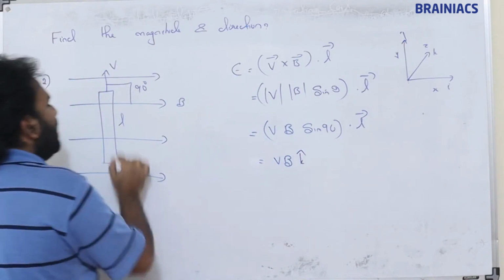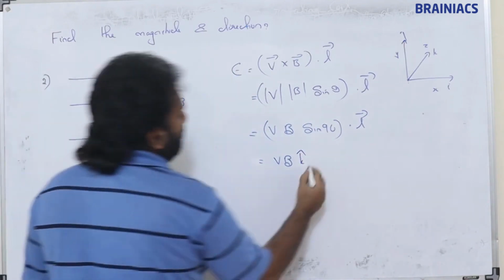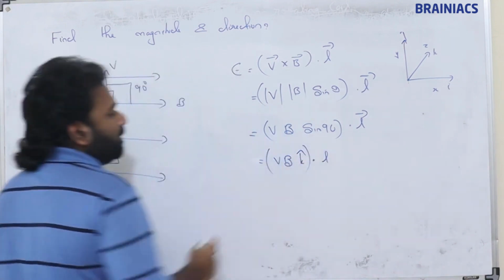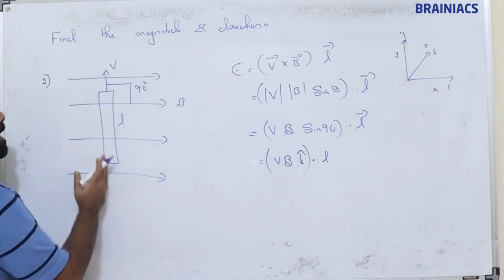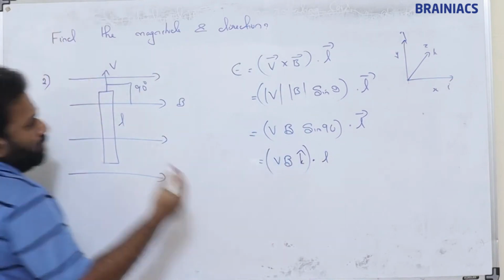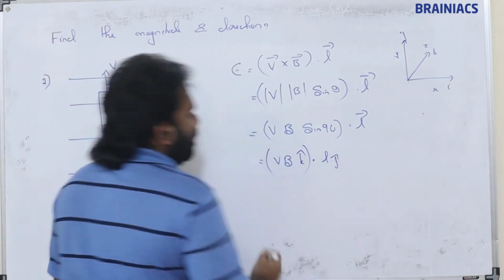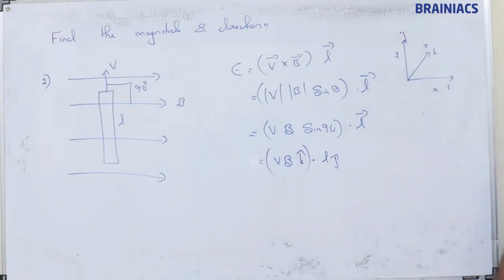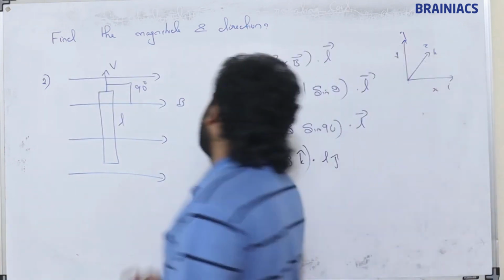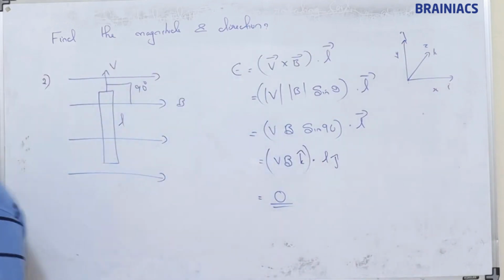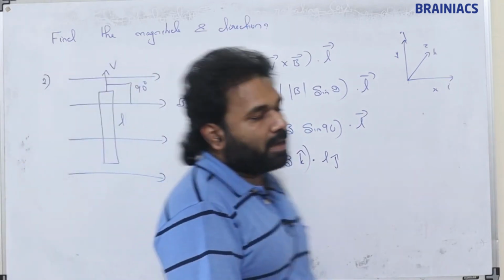Fine. What is the direction of L then? Let us put a unit vector for L also. L is either plus J or minus J. Let us take plus J. So LJ. What is the dot product of K dot J or J dot K? 0. Correct? So the answer for this is 0. Clear? So it seems to be an easy question. Tricky. Answer is 0.